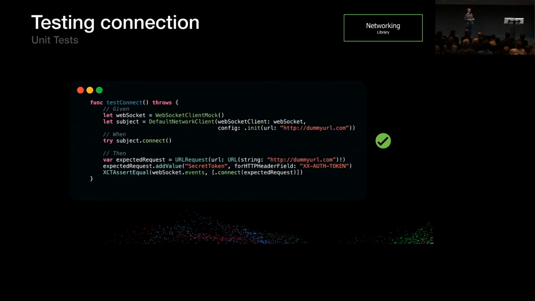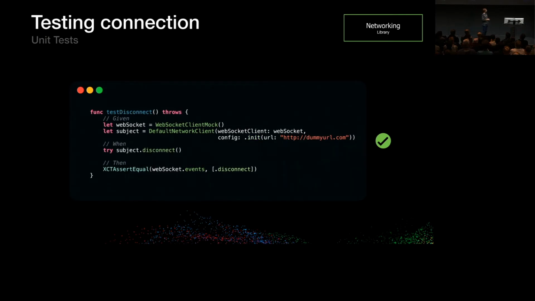And again, this test looks very silly, but it can, for example, help us to verify if our initial WebSocket upgrade request contains all the necessary data in the headers, for example, some authentication tokens and things like this. In the same way, we can test disconnection. So again, we create a mock, we pass it to the networking library, we call disconnect, and we verify that the library received the disconnect event.